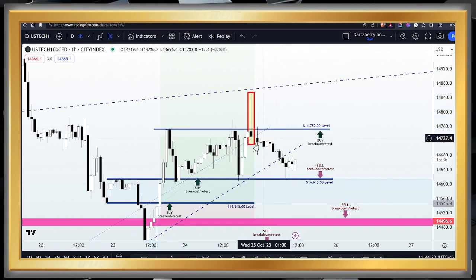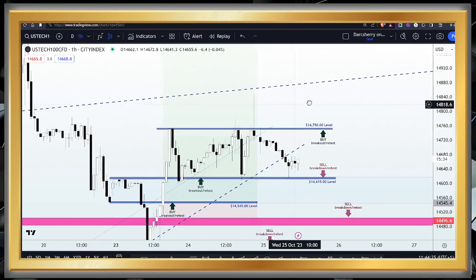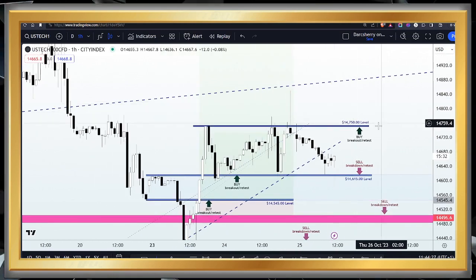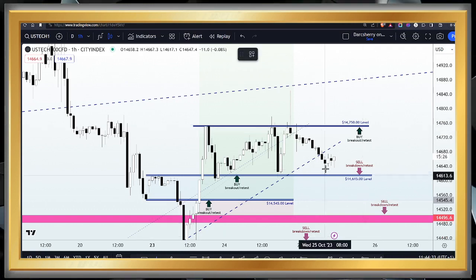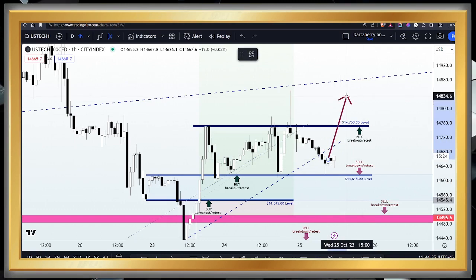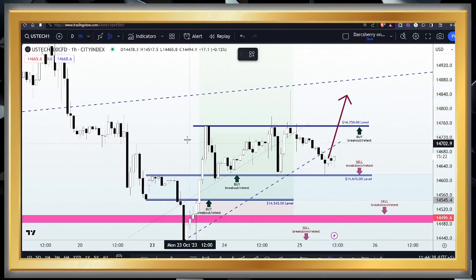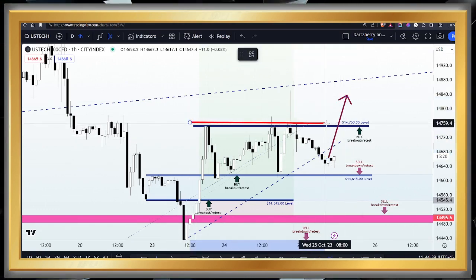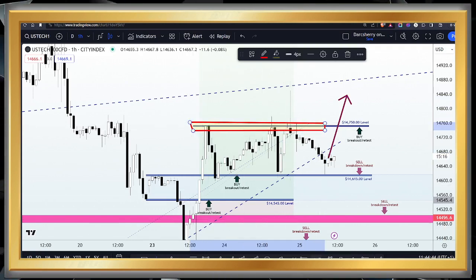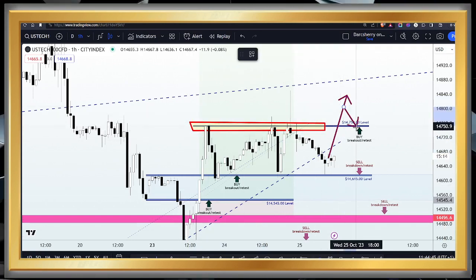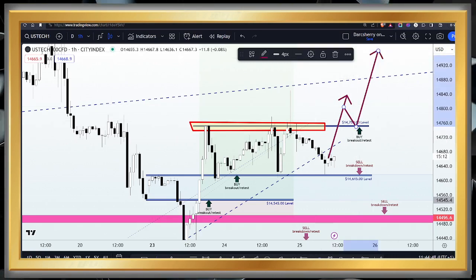Now, the 14,750 at this juncture is going to be playing a major role in determining if we are going to be buying the asset today. For me to buy the USTech 100 today, I would like to see price take out all the sell positions within this zone by breaking out of that structure, after which a retest of the structure will be giving us a beautiful confirmation to join the uptrend move.